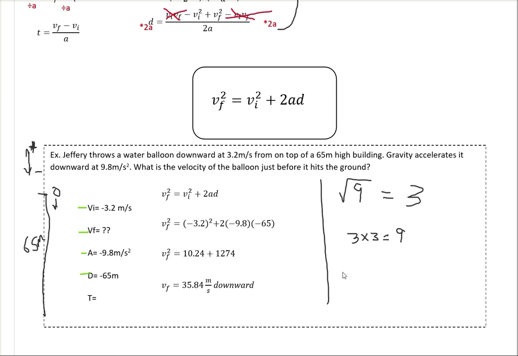Follow-up question, though. What is negative 3 times negative 3? Negative 3 times negative 3 is also positive 9. So, thinking about that, the square root of 9 is actually not just 3, it is positive 3 and negative 3. Whenever you take the square root, which is what happens here, because we have to take the square root to get rid of that vf squared, you're actually going to have the positive and the negative answers.